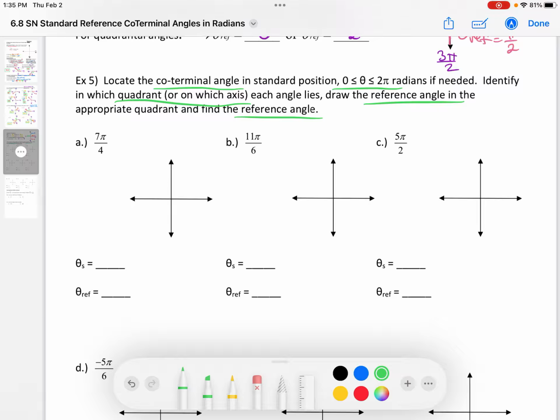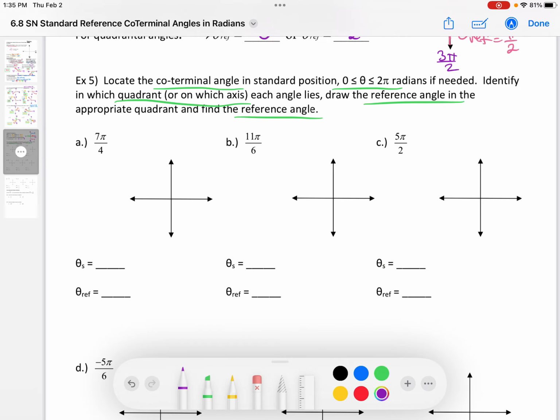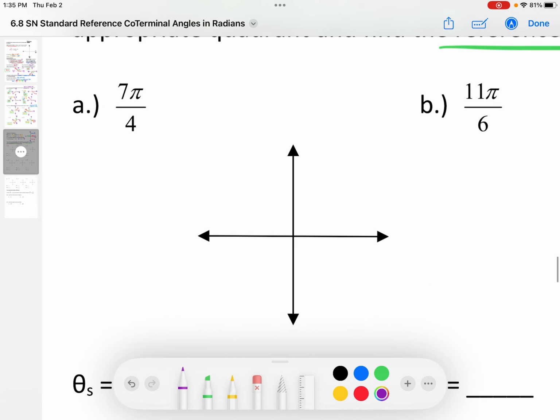Okay, so let's take a look at 7 pi over 4. We want to number this axis in terms of pi over 4.